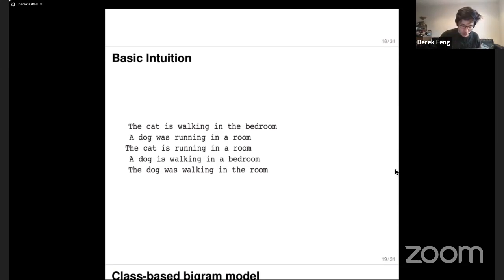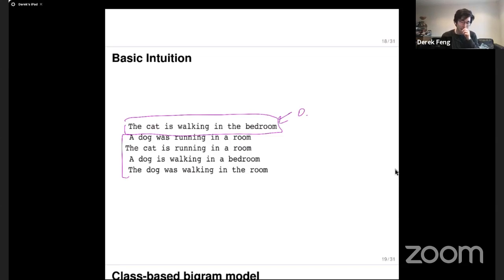Suppose I wanted to figure out the probability of this sentence, but I only saw these 4 sentences in my data set. If I just looked at empirical frequencies, I would assign probability 0 to this first sentence, even though I've seen these 4 sentences and they're basically synonymous. The fact that I see these 4 sentences should tell me that this sentence is pretty likely. Why? Because cat and dog are somewhat exchangeable. If a cat is walking, then maybe a dog is walking. If a cat is walking, it's probably also running. A bedroom is just like a room.